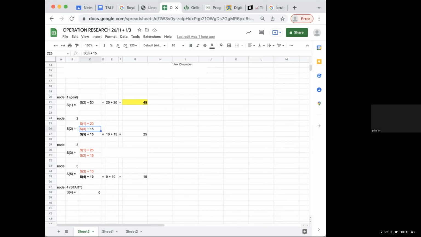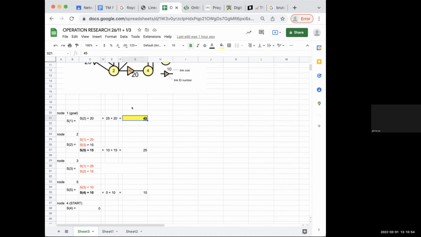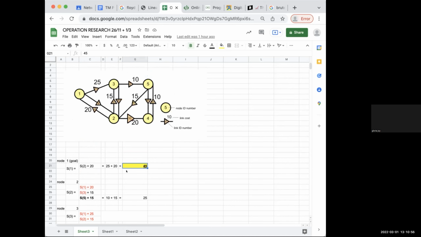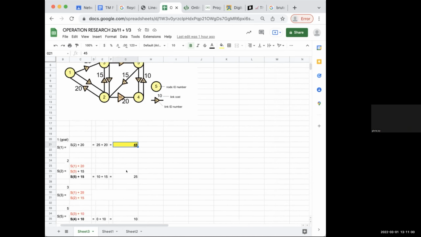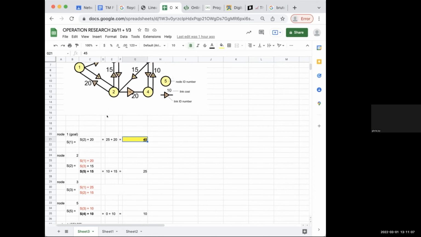Then we just go to our final goal, S1. So S2 plus 20, S2 is 25. So 25 plus 20, 45. So the result is 45. And then the sequence is S4, S5, S2, and S1. Okay. Excellent.